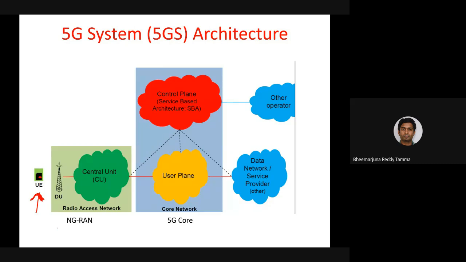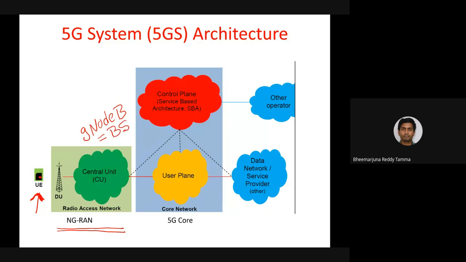So this is called NG-RAN, which stands for Next Generation Radio Access Network. So here it is being shown as two components, where the RAN is split into two parts. One is called the central unit, the other one is called the distributed unit. But in general, you can think of this as something called gNodeB, or in other words, base station.